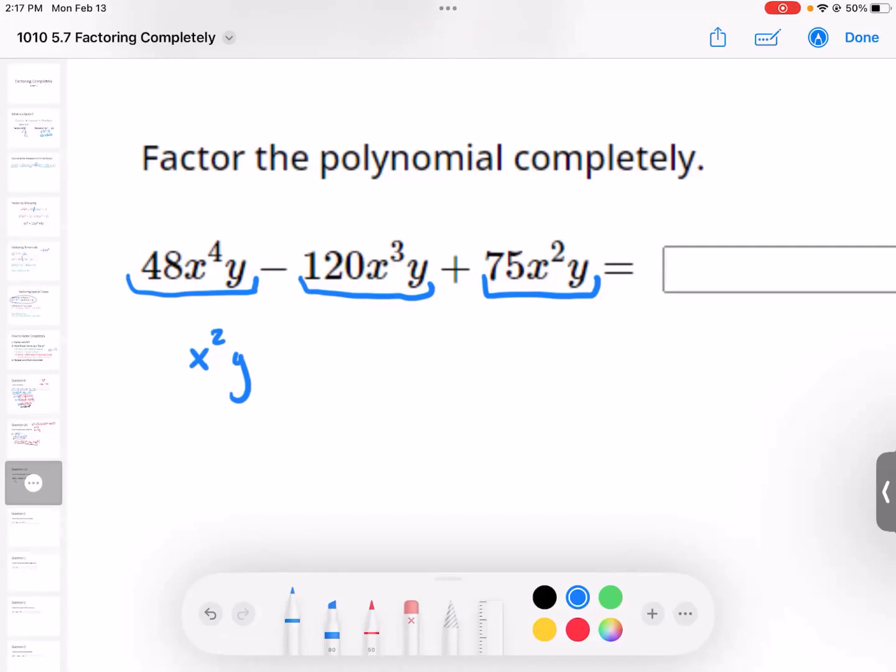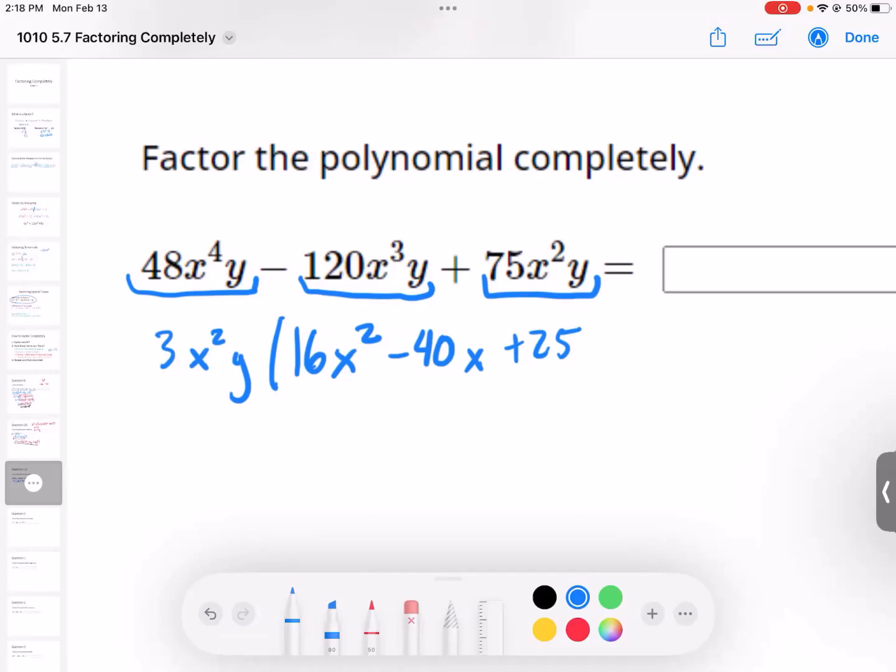So these two are both divisible by 5, but that one's not. 3? Yeah, I think that's right. Because 48 divided by 3, is that 16? And then x to the 4th divided by x squared would be x squared. Negative 120 divided by 3 is going to be negative 40. X cubed divided by x squared is going to be x. Y divided by y cancels out. 75 divided by 3 is 25. And x squared and y divided by x squared and y just cancels out.